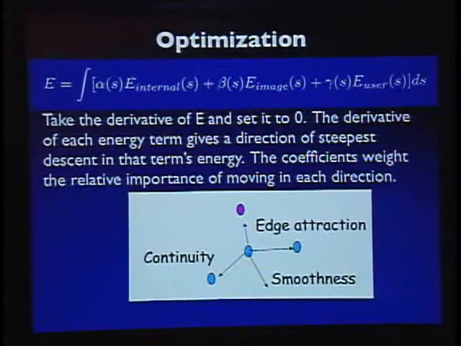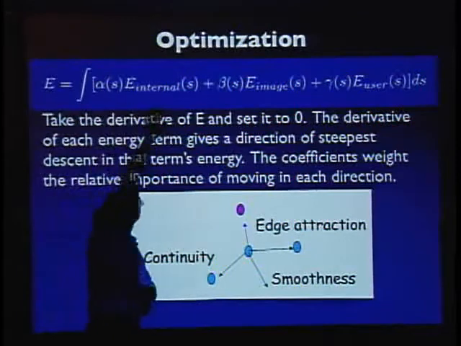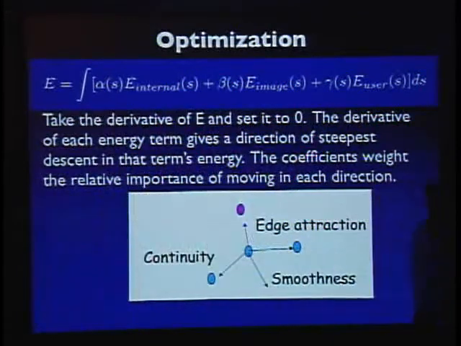So now we arrive at this section called optimization. Ideally what you would want to do is simply take the derivative of this integral, E, and set it to 0. If you take that apart, the derivative of each one of these energy functions individually gives the contour a direction to go in, such that it tries to satisfy one requirement: either being not too curvy, that's the internal one; fitting the image data, that's the second one; and moving towards or away from the landmarks, that's the third one.